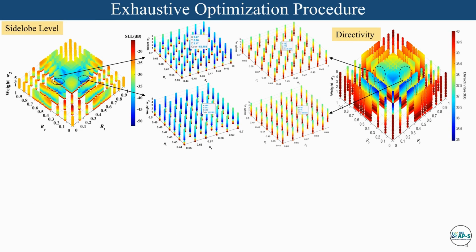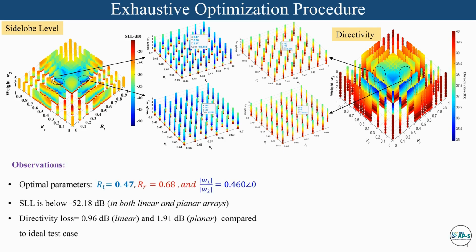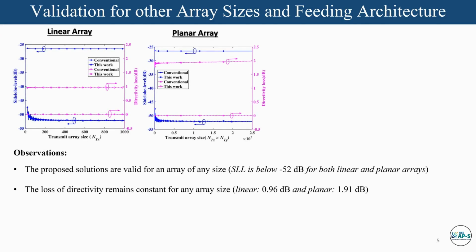This graph shows the exhaustive optimization procedure for our design parameters. It concludes that the minimum side lobe level of -52.18 dB with a minimum loss in the directivity is observed for both linear and planar arrays. Now the question is, are these solutions valid for other array sizes? To verify this, we have varied the linear and planar arrays extensively. In all the cases, the side lobe level remains below -52 dB and the loss of the directivity is constant.